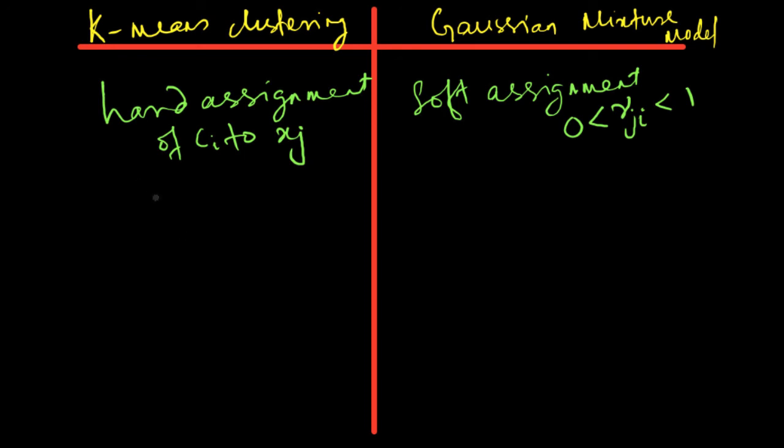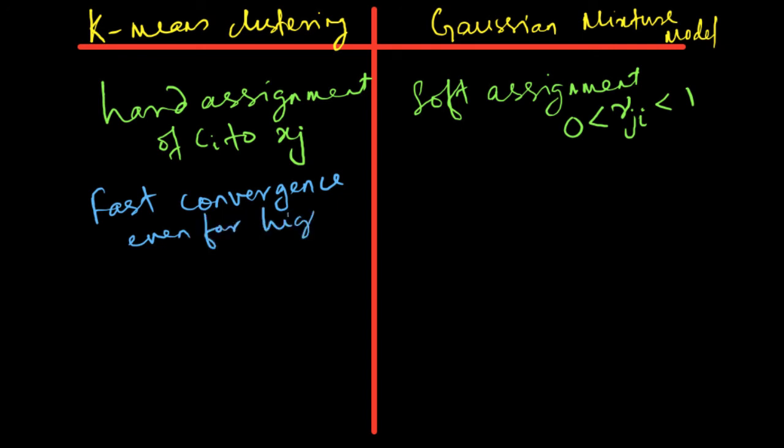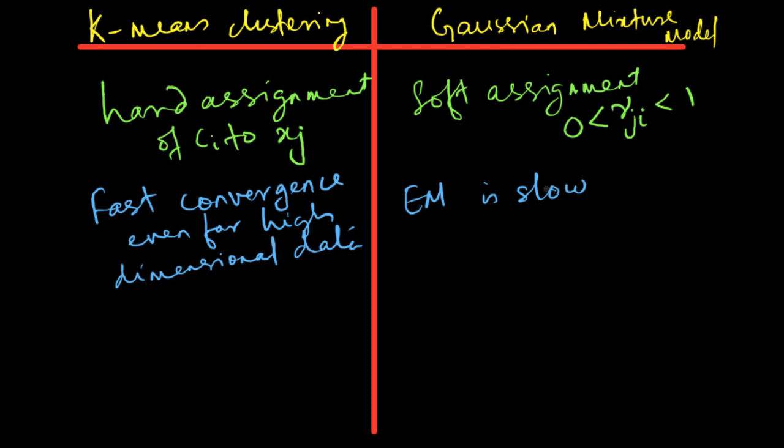Secondly, because in the k-means clustering algorithm you are doing a hard assignment, it is considerably fast. So here you have fast convergence even for high dimensional data, but the EM algorithm is slow, especially if you have several clusters and several input features. Then your expectation maximization algorithm can be fairly slow.